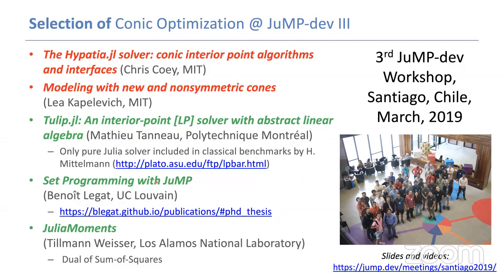Then Benoit also introduced a lot about the set programming stuff that actually is in his thesis. And another thing that I wanted to mention is Julia Moments, which basically is the dual of the sum of squares and gives an interesting moment measure interpretation to polynomial optimization. Again, if you go to Benoit's thesis, you can learn a lot more about that.